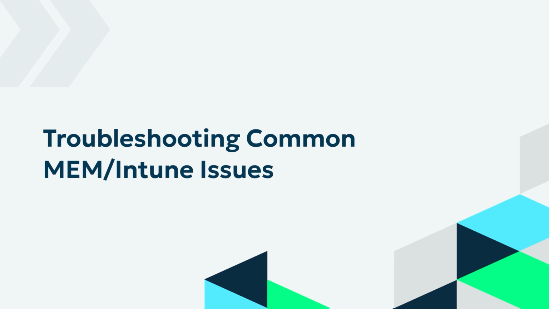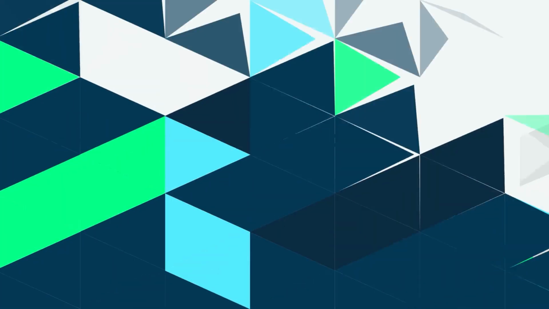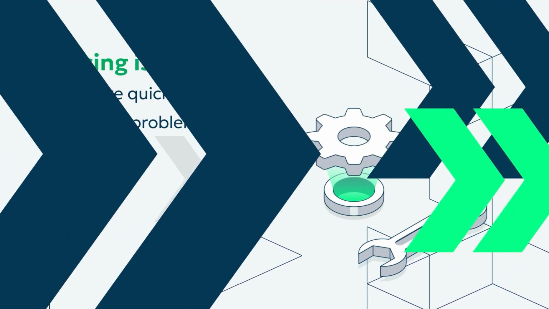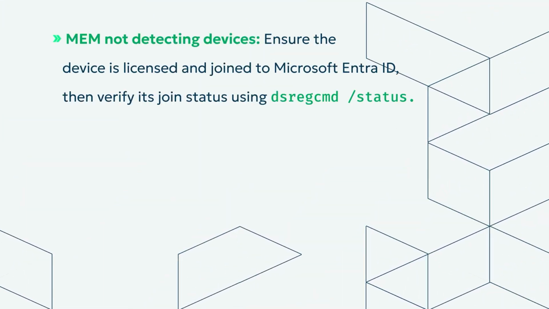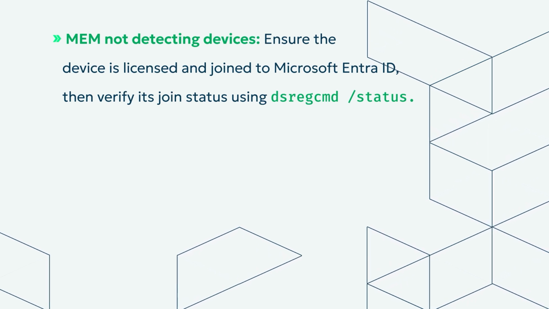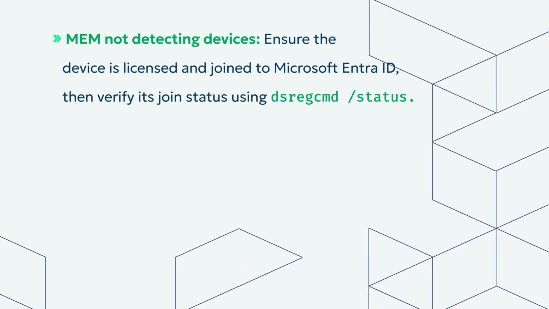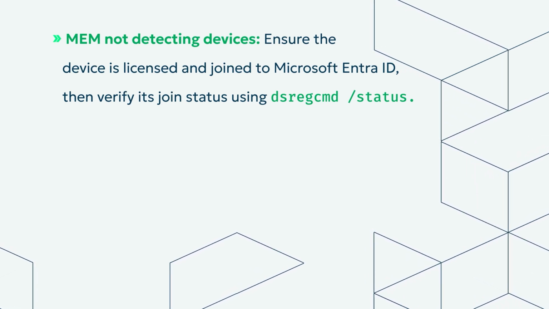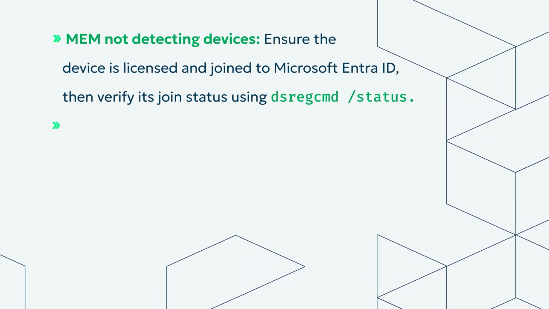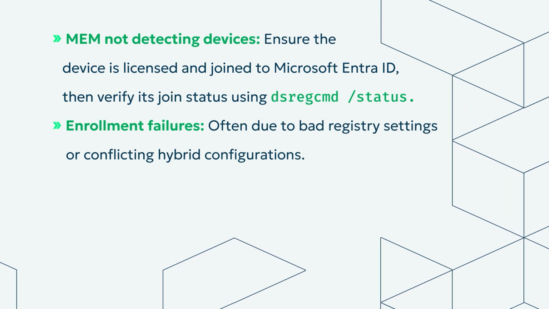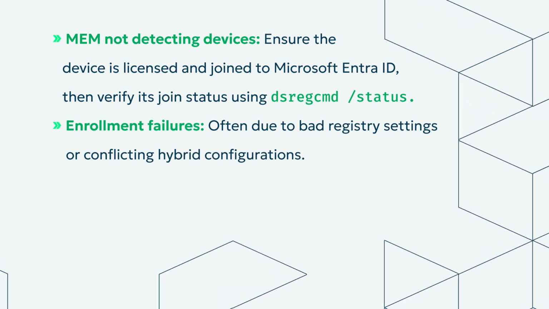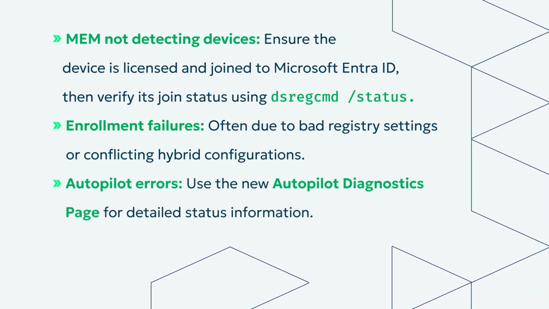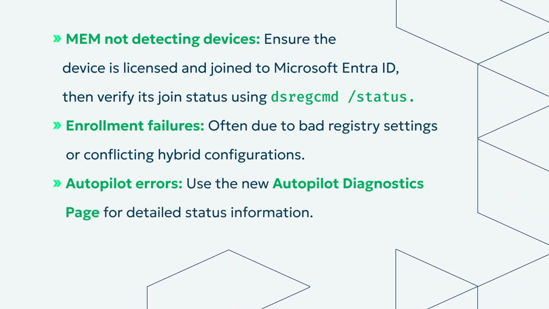Troubleshooting common MEM/Intune issues. Facing issues? Here are quick fixes for common problems. MEM not detecting devices. Ensure the device is licensed and joined to Microsoft Entra ID. Then verify its join status using dsregcmd /status. Enrollment failures, often due to bad registry settings or conflicting hybrid configurations. Autopilot errors. Use the new Autopilot diagnostics page for detailed status information.